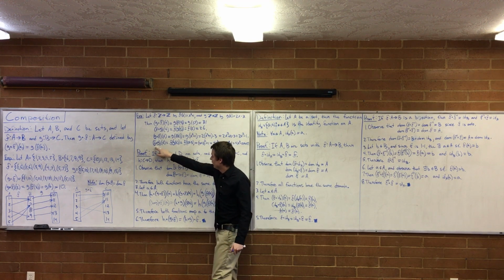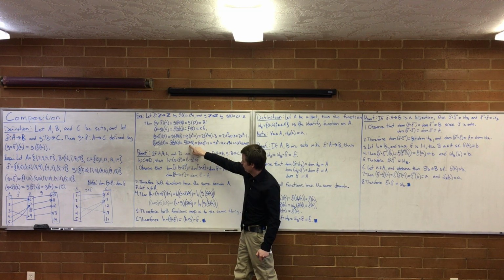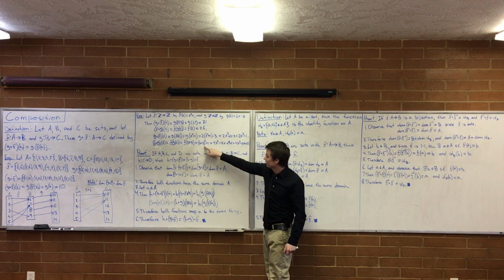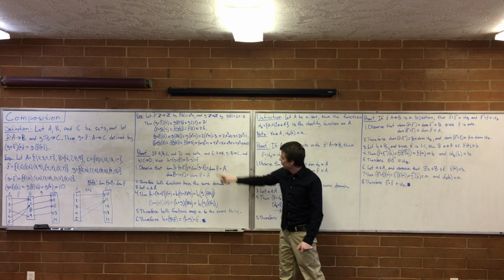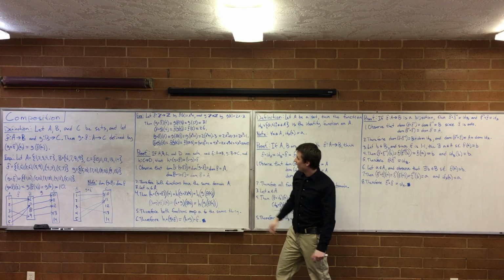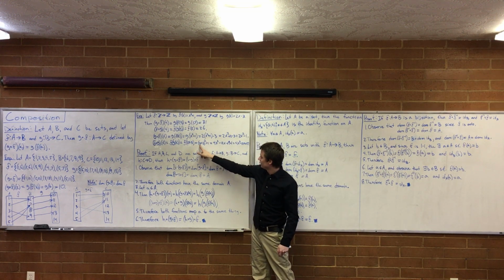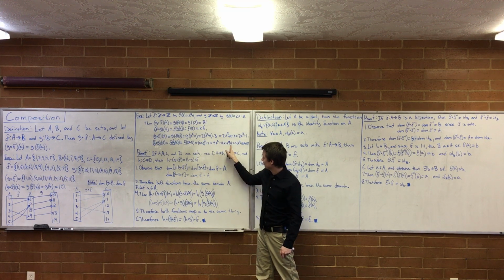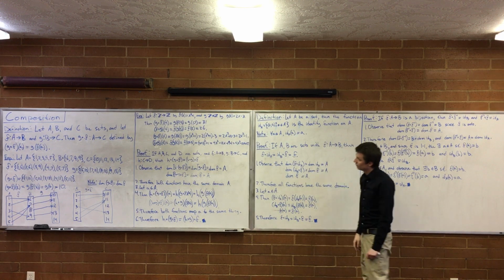F of g of x equals... you might not be able to see that right now. Makes sense, yeah. That times that is that, times that is that, and then you have negative 3 times 2x, twice, so you get 12x.